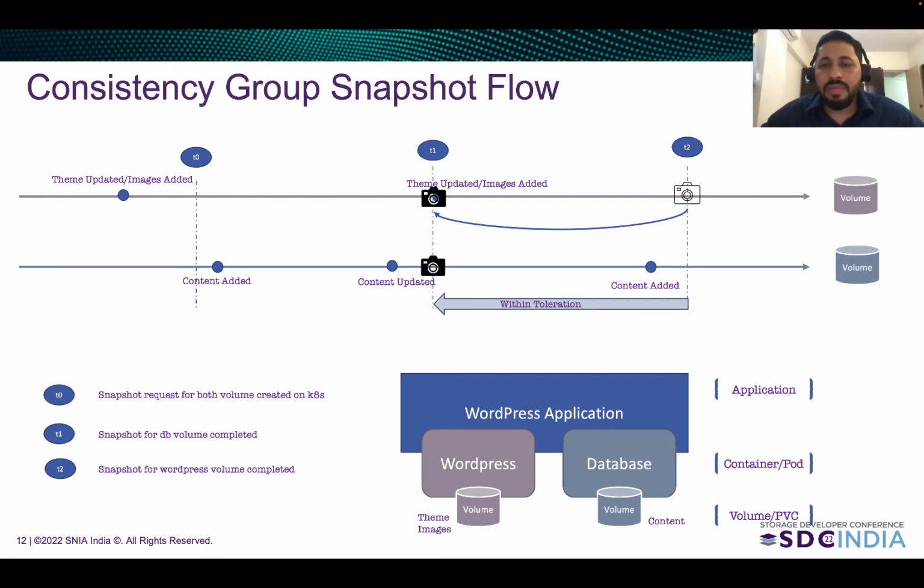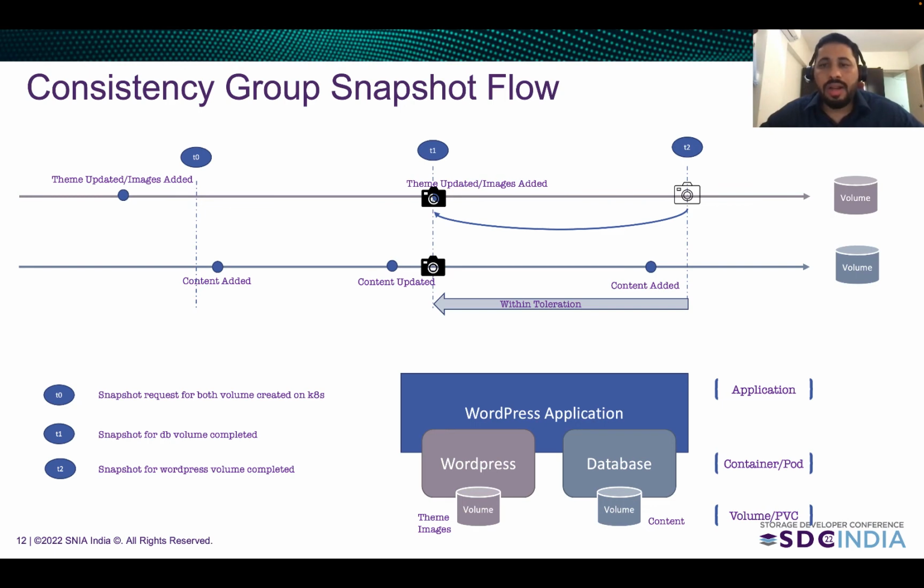So the question is, what is toleration? Toleration is time in minutes. For example, if you have an hourly backup cycle, then you can say my toleration is, say, 20 minutes or less, anything less than 1 hour. What it means is any snapshot request coming in within that time will be treated as a group request.